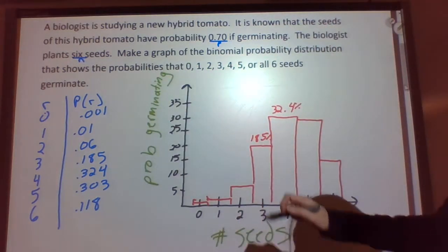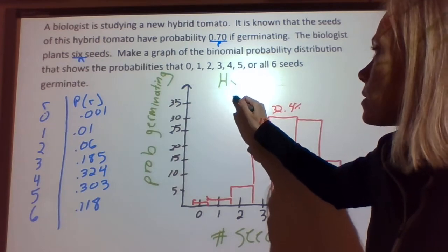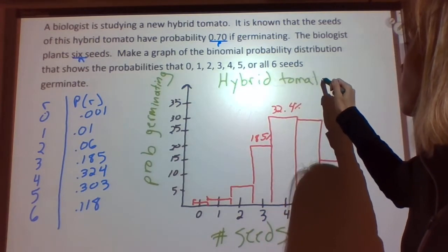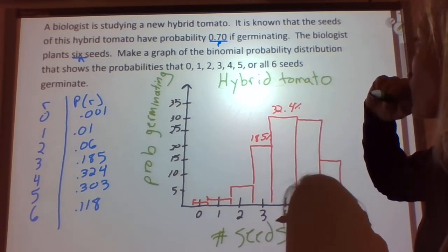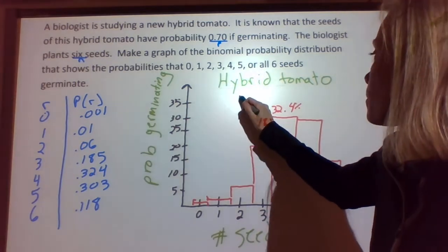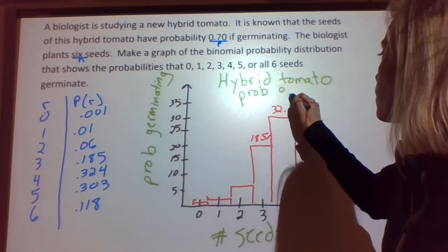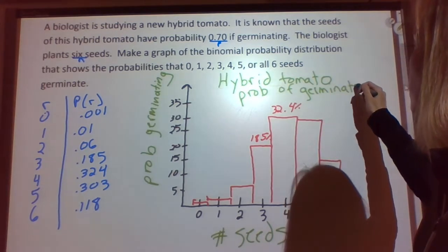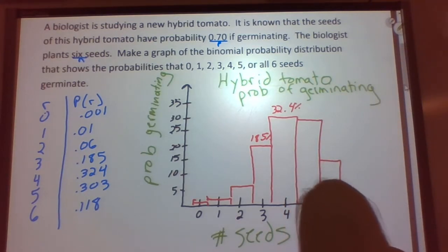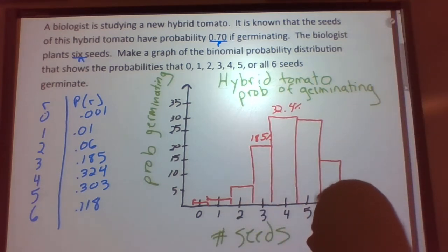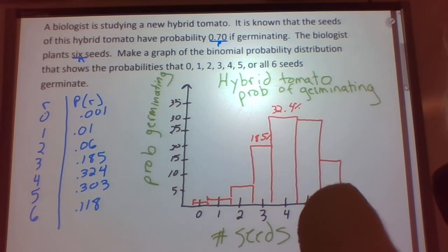And I would need a title. I would do hybrid tomato probability of germination. Something like that. Okay, so labels, title. That's a binomial graph, a binomial probability graph, binomial distribution graph.